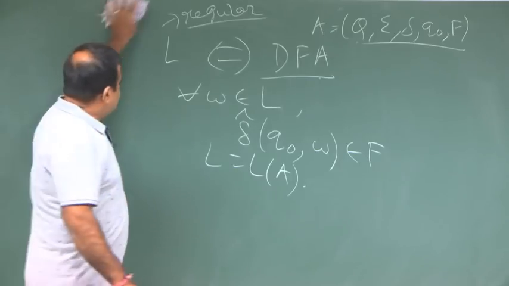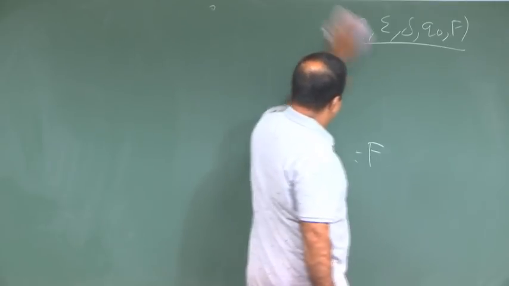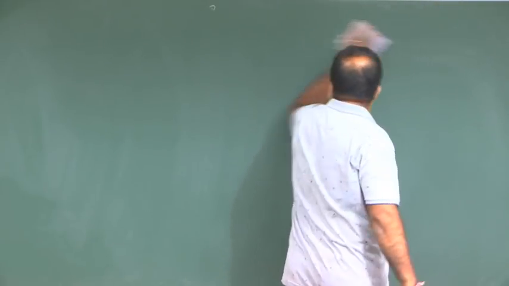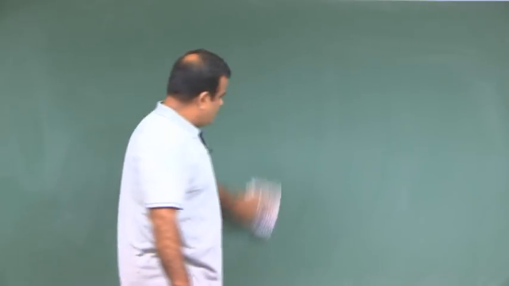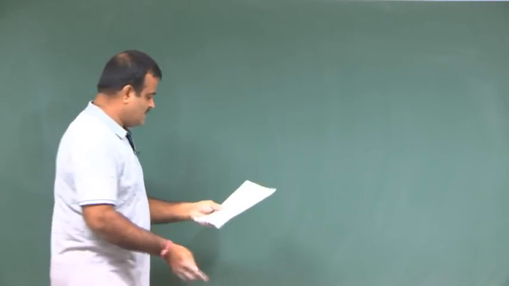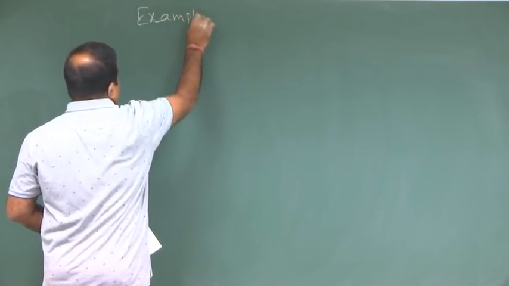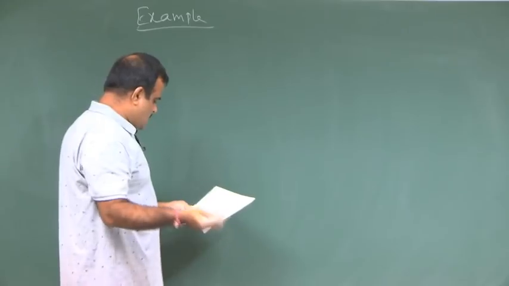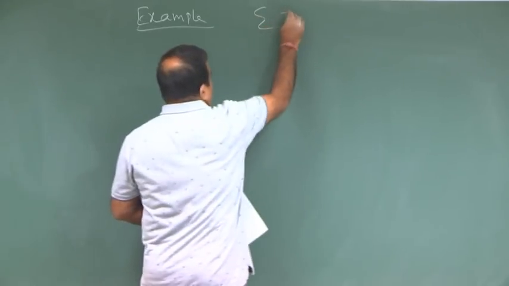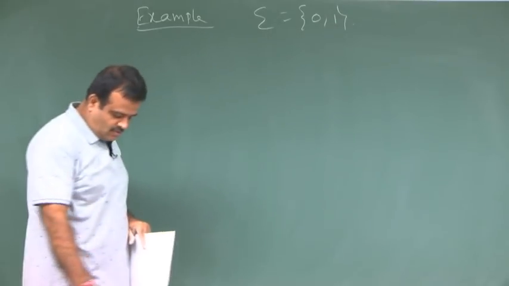So, we will take some language and we will determine whether it is regular or not. That means we have to find out whether there is an automata which can accept that. Okay, let us take some language, some set of strings. Here our input symbols are binary, 0 or 1.